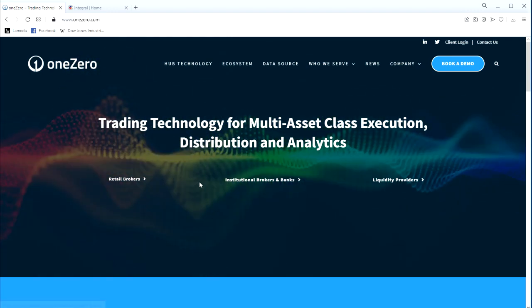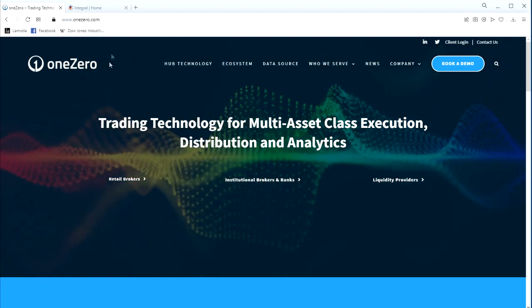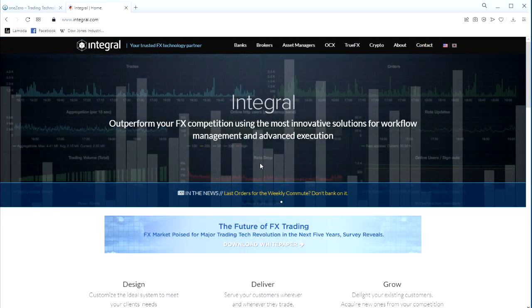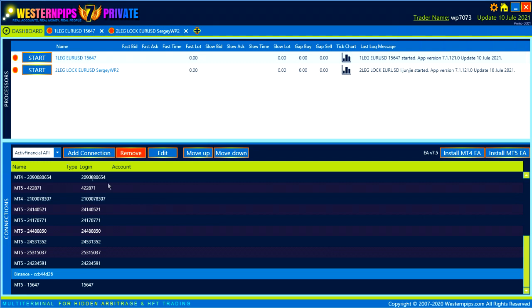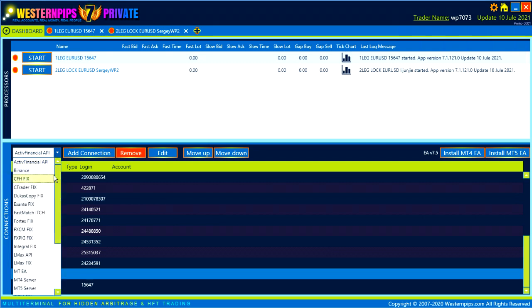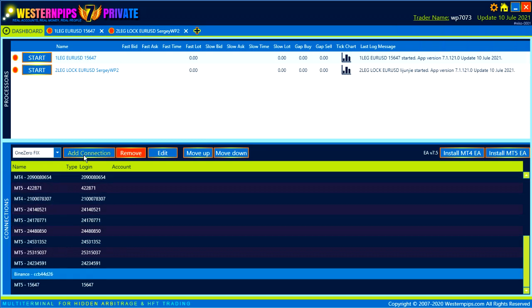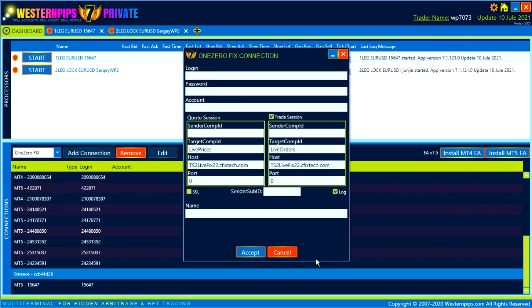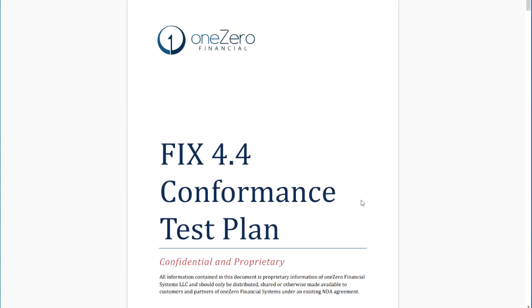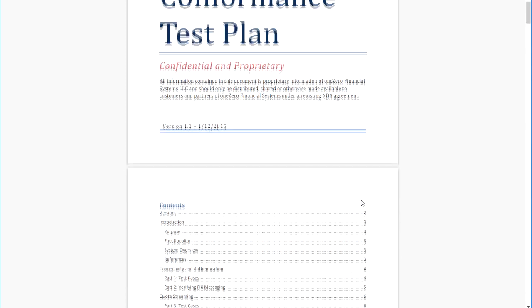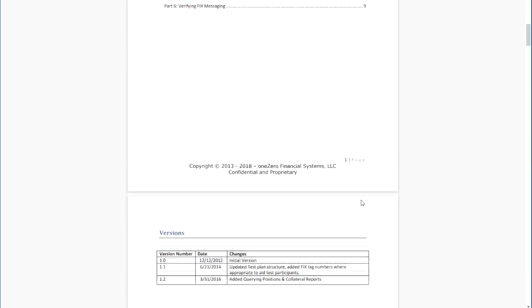In the last update of the program, we added new liquidity providers with the ability to trade on OneZero and Integral. Many large brokers provide the ability to connect quotes and trading via the FIX protocol, using the connectivity technology of these providers. To open an account, you must pass the Conformance Test. This is a rather complicated procedure that requires the help of IT specialists.